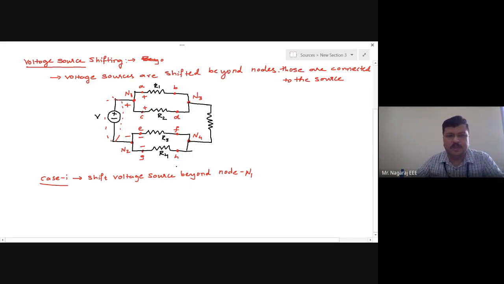I am shifting from this point beyond the node after N1 or after N2. But what will happen to this original branch? The original branch has to be made 0. The source value in that branch should be made 0.